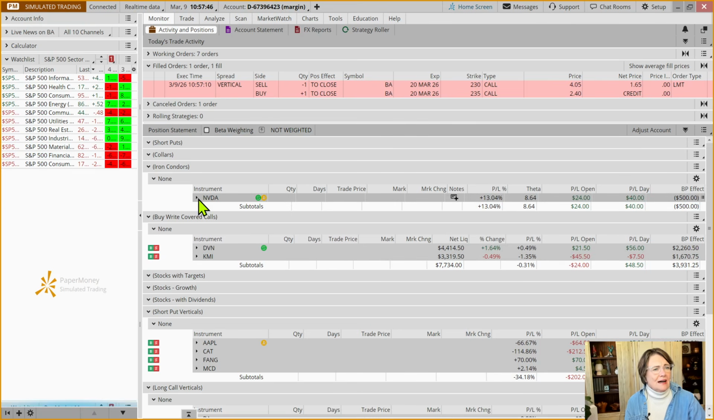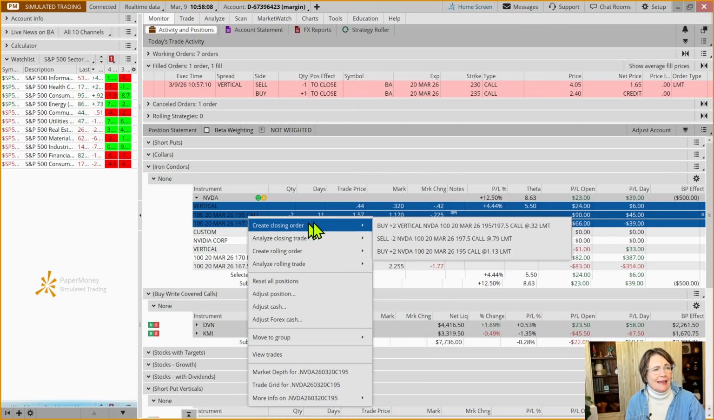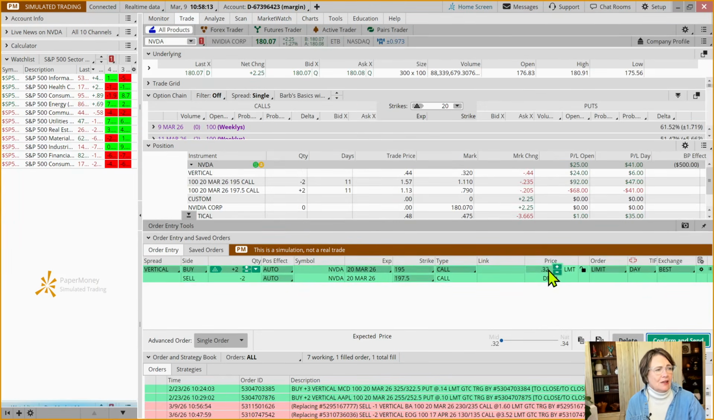So with NVIDIA, we've made a whopping $25 on this, but you can see there are no little chiclets here. So we didn't put an exit in. So we opened the short call vertical at 44 cents. So we're going to put in an exit at 9 cents. So when we've got 80% of our max gain, we'd like to buy this back. So when that's worth 9 cents, we'd like to close it out.